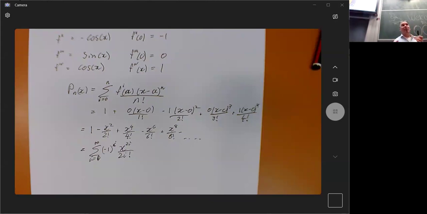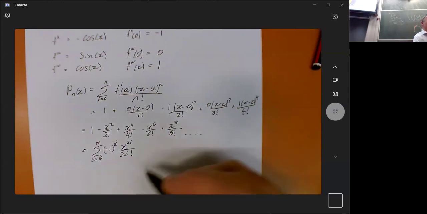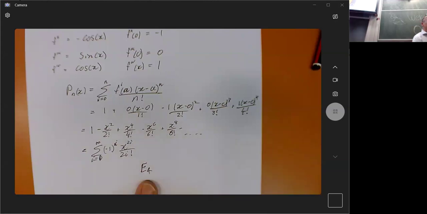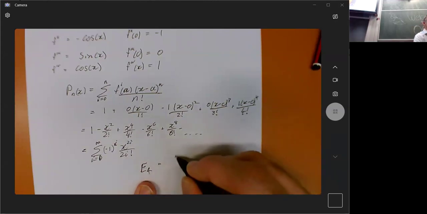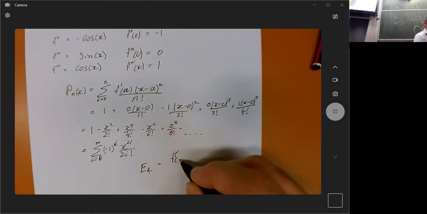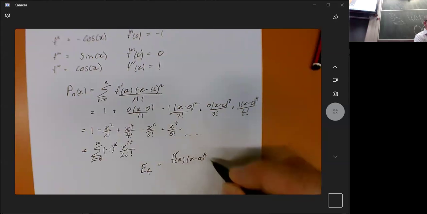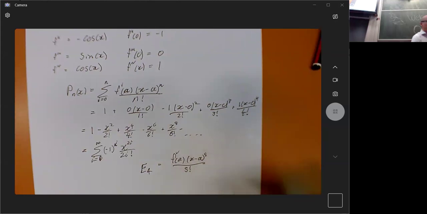And so E4 corresponds. If I'm asking for E4, this is the n. So I'm expecting f, and so this should be the 5th derivative evaluated at z, and then x minus a to the power 5 over 5 factorial. That is what that term should look like.